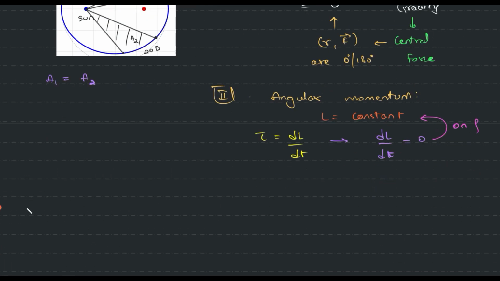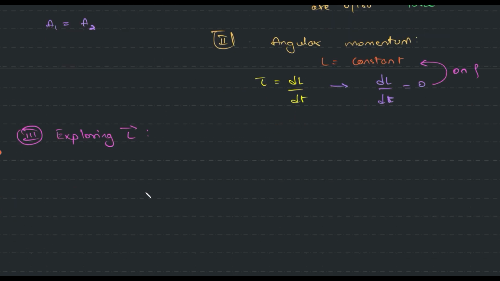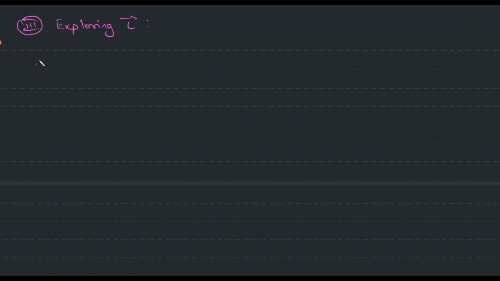So now, taking forward this fact, I can write one more relationship. What is that? Let's explore L. L is also given by R into P, or in vector form, R cross P. And momentum is given by mass into velocity. So if I rearrange, L by M is R times V.